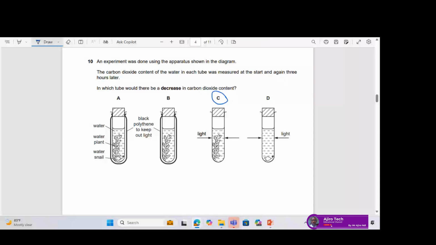Go on, I can hear you. So my reasoning is that C contains a water plant and is also exposed to light, so that allows photosynthesis to occur, which consumes CO2. The plants will use CO2 for photosynthesis in light. So that means there will be a decrease in CO2 content. Beautiful.